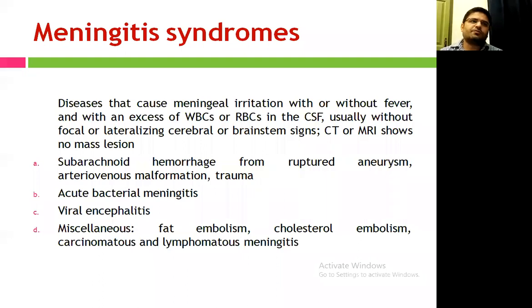So this is called meningeal irritation, with or without fever, and with an excess of WBCs or RBCs in CSF, usually without focal or lateralizing cerebral or brainstem signs, and CT or MRI shows no mass lesion. What are the causes of it? Subarachnoid hemorrhage from ruptured aneurysm, AV malformations, bacterial meningitis, tuberculous meningitis, viral encephalitis, rarely fat embolism, and carcinomatous and lymphomatous meningitis, which are very rare conditions.